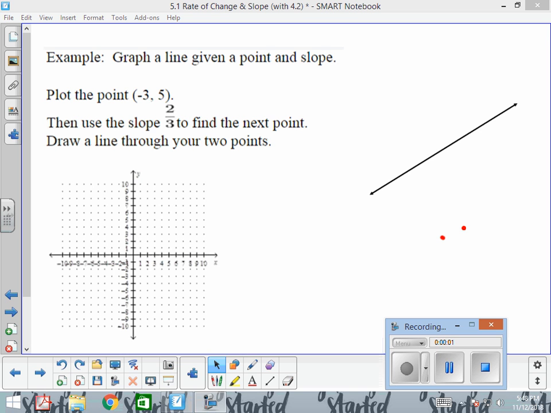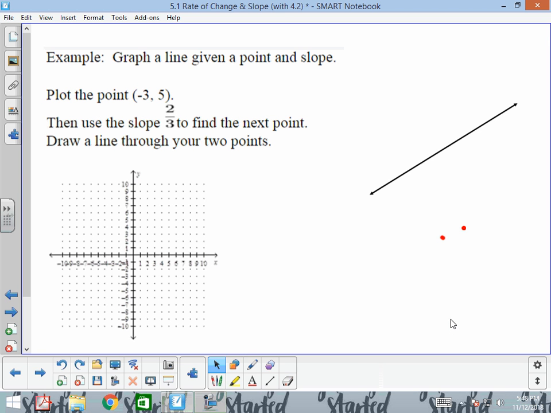Where we left off from video 1. In this video, we're going to look at examples of graphing lines given a point and slope. And then we'll also look at finding the slope of a line by looking at a graph.